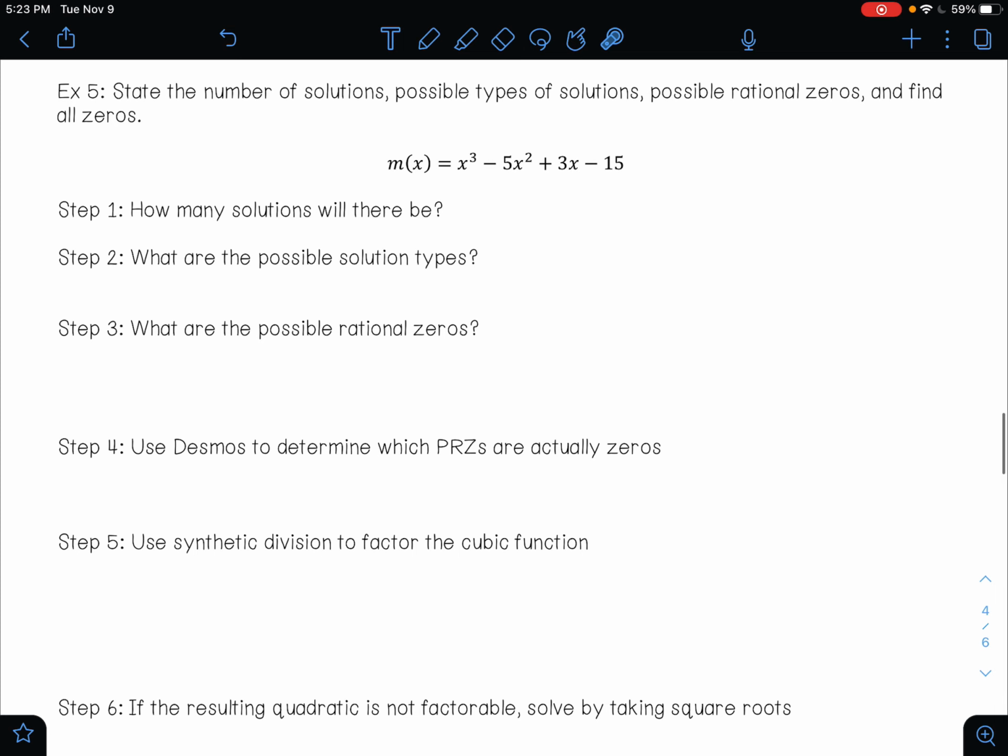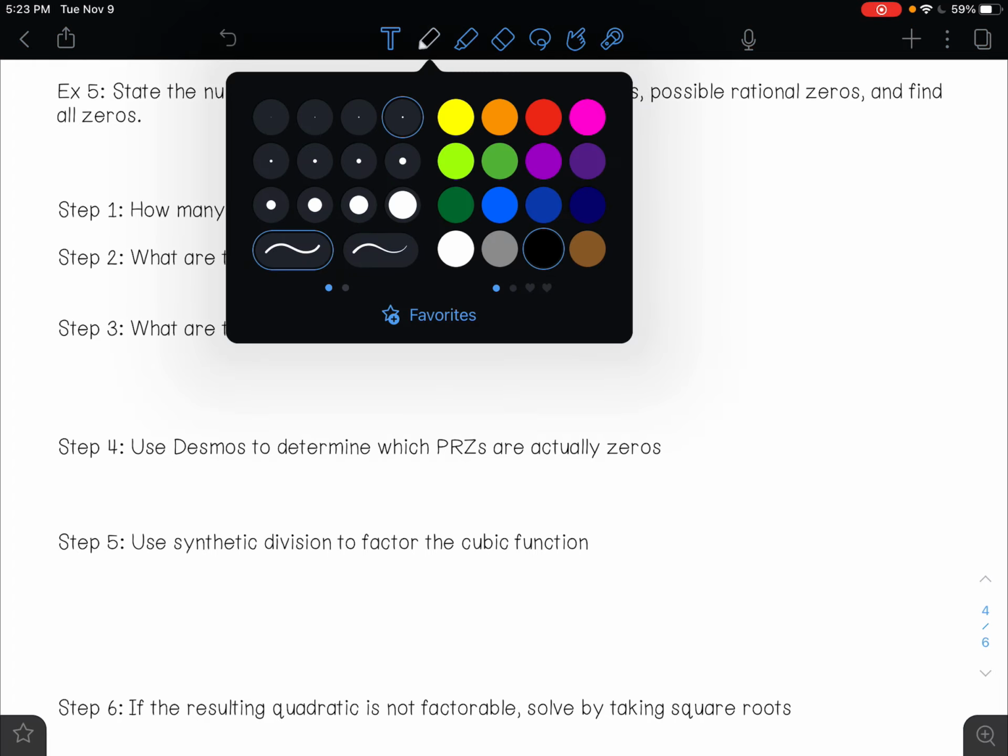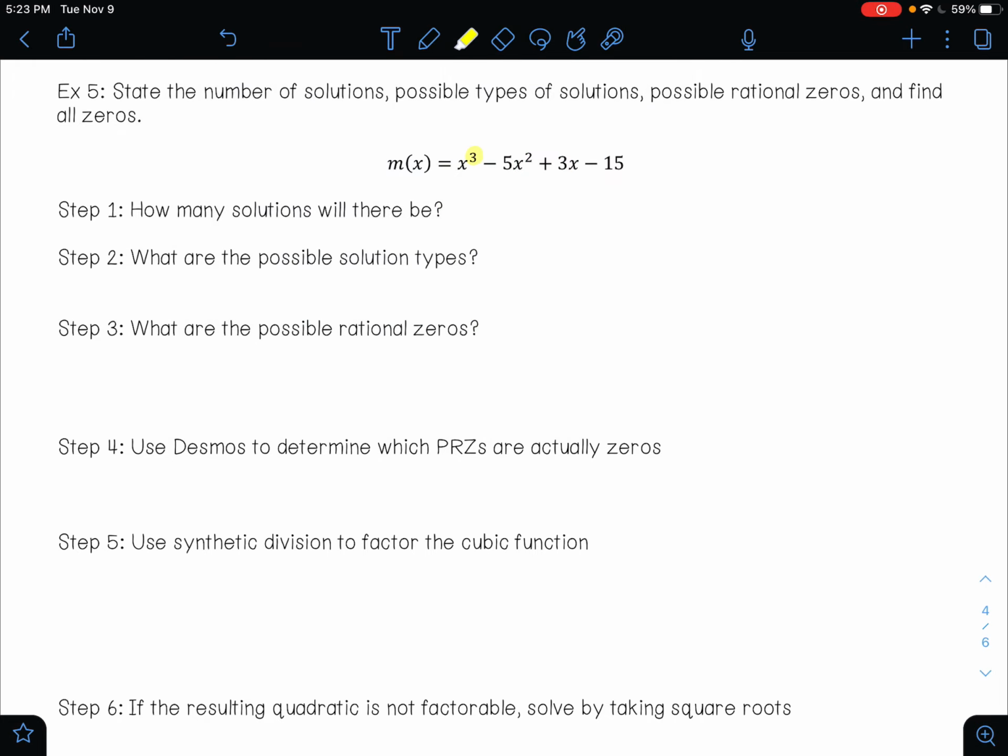Let's look at example 5. It says state the number of solutions, the possible types of solutions, the possible rational zeros, and find all zeros. So the same exact 4 things that they wanted us to find on the previous page. So my highest exponent is 3, so I will have 3 solutions. Oops, let's write that in a color pen. There we go. What are the possible solution types?